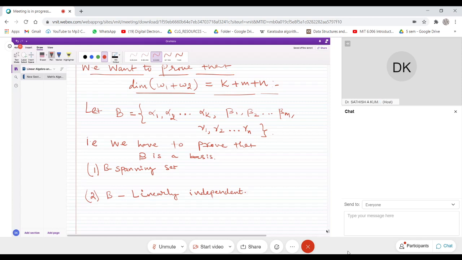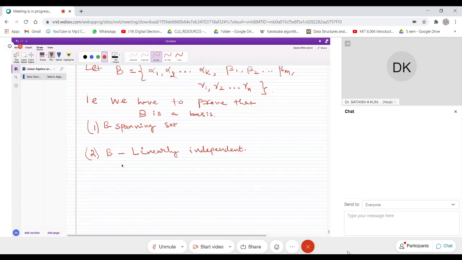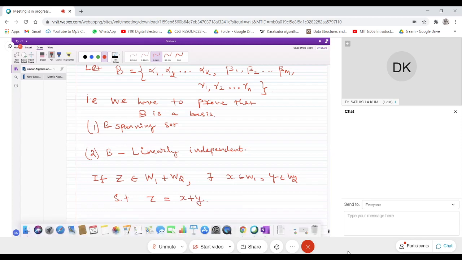See, the spanning set would be very quick, because it is the same analysis we had done earlier. Spanning set means what? Suppose you take z belongs to W1 plus W2. Then there are vectors x in W1 and y in W2 such that z can be expressed as x plus y.